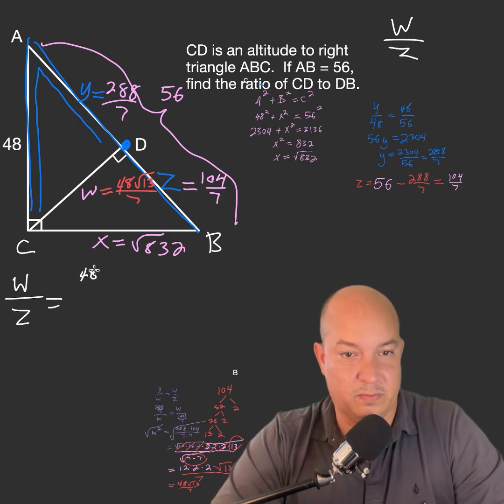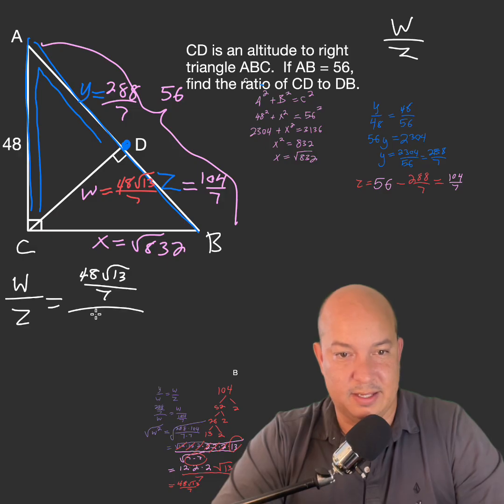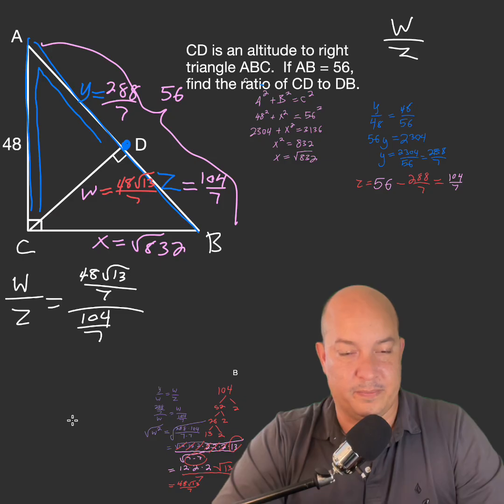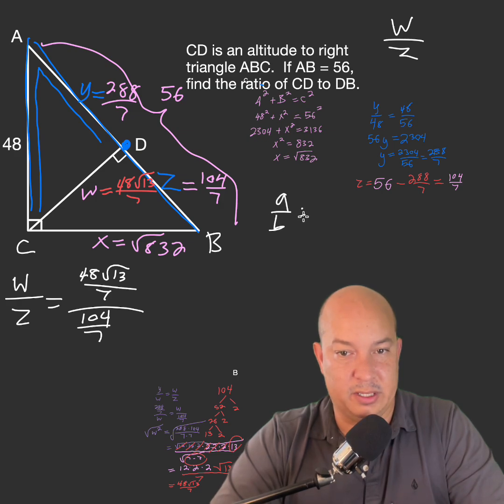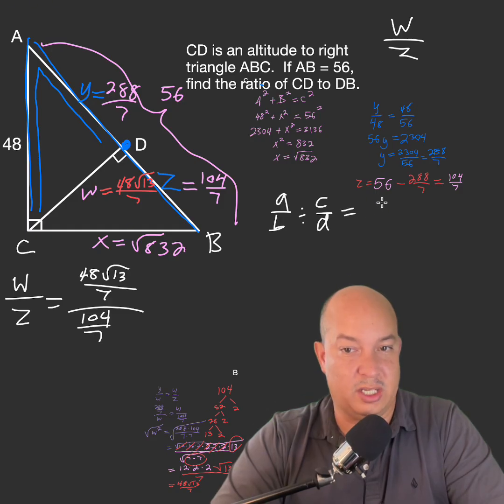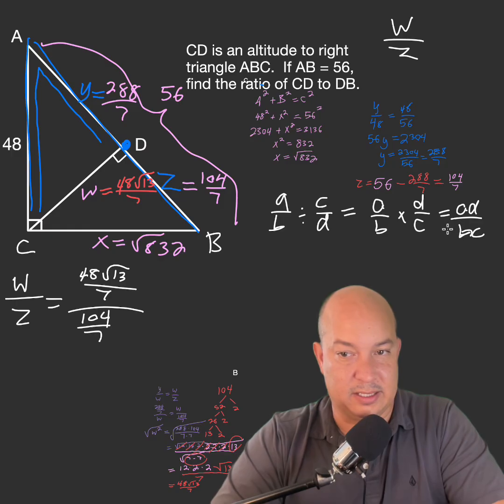We just found W, 48 root 13 all over 7. And Z was always 104 over 7. So if you haven't done this in a while, to divide one fraction by another, let's say we had A over B divided by C over D. Well, that's keep, change, flip. You keep the first one the way it is, you change it to multiplication, and you flip the second one. So AD over BC in this example here.